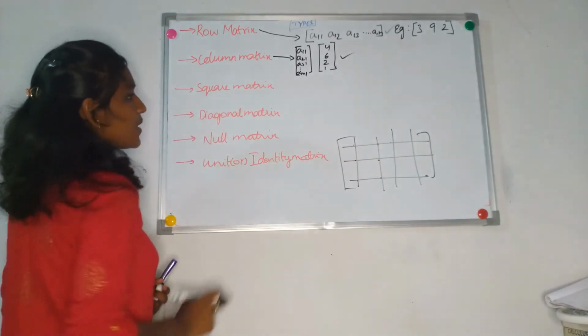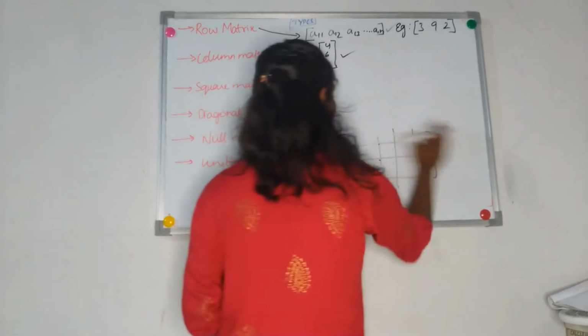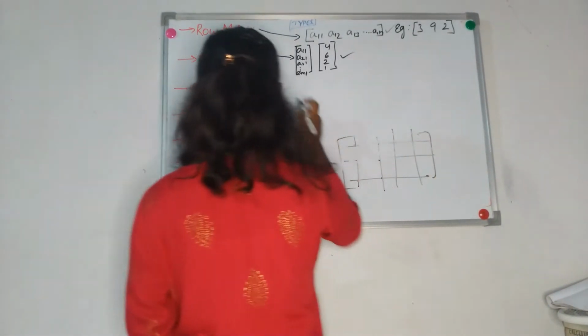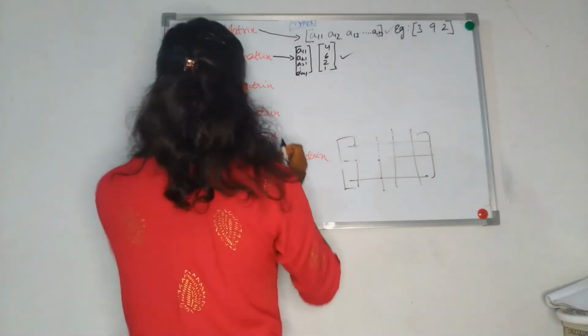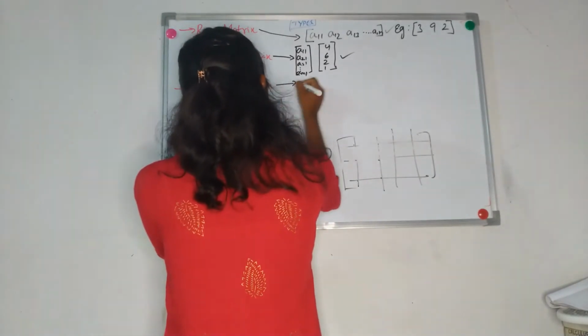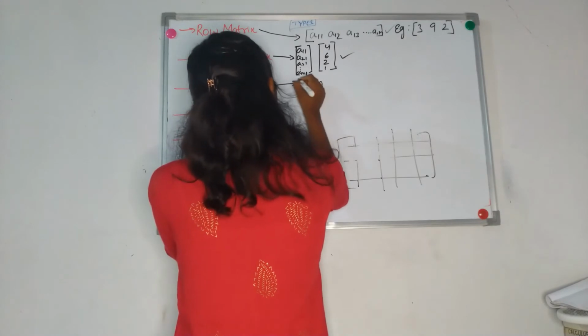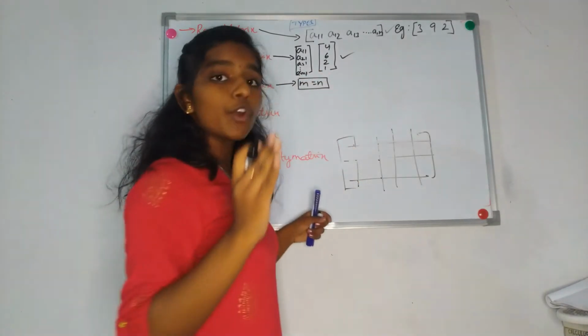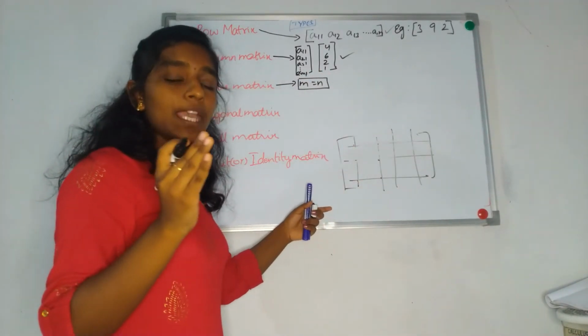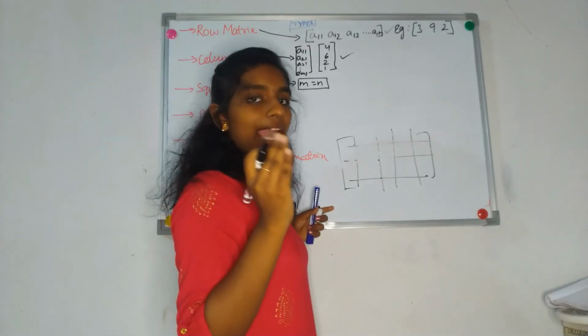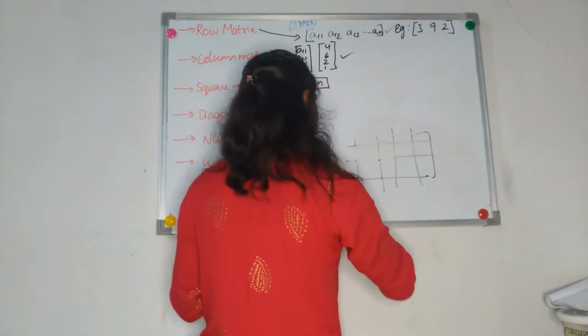Now looking into square matrix. So what a square matrix is? A square matrix is something in which m is equal to n. That is, the number of rows m is equal to the number of columns n. Let me write an example for that.